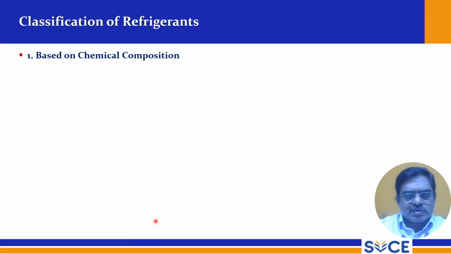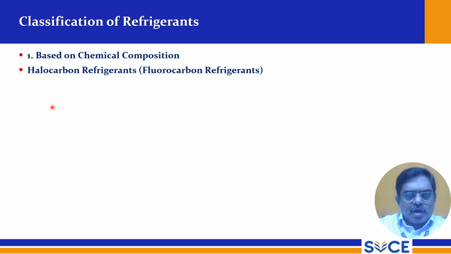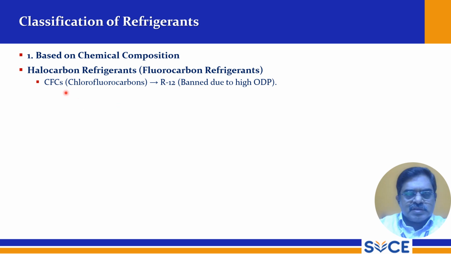Classification of refrigerants based on chemical composition. Halocarbon refrigerants, also known as fluorocarbon refrigerants, and these are CFCs, chlorofluorocarbons, that is R12, banned due to high ODP. So that is the drawback. High ODP is normally non-desirable, and it is banned.